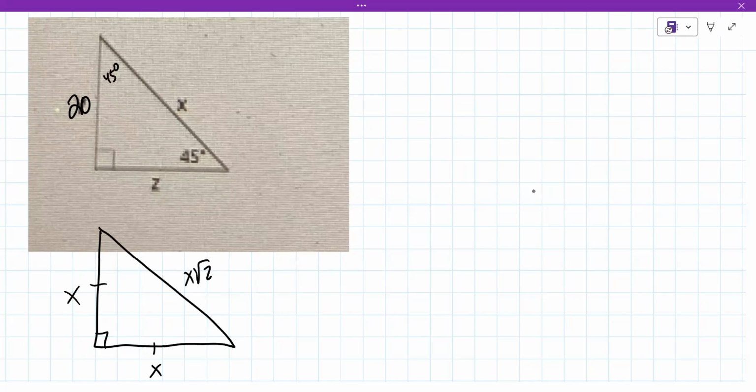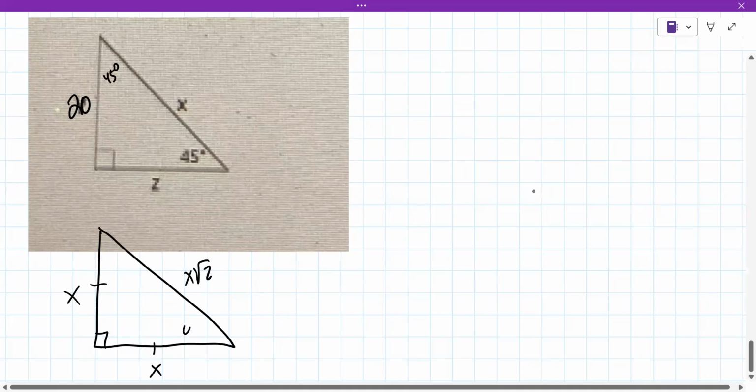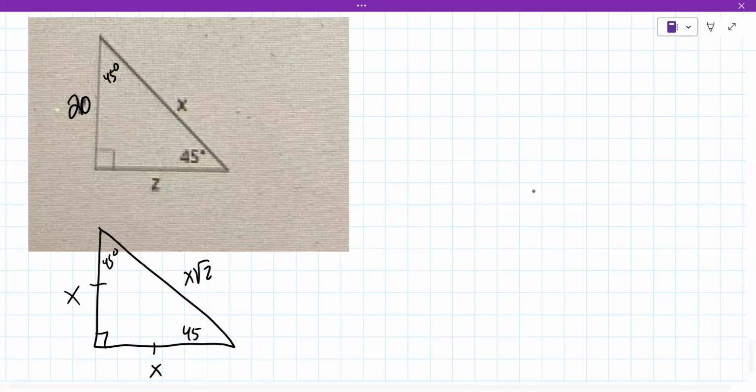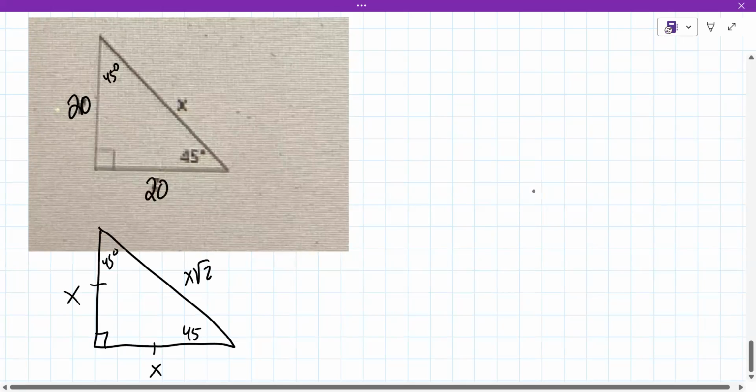So we know that the hypotenuse is square root 2 times whatever the leg is. And we know the two legs are always the same for 45, 45, 90. So what would the value of x be in this problem? I believe it would be 20 and 20, and then the hypotenuse would be 20 square root 2. Good.